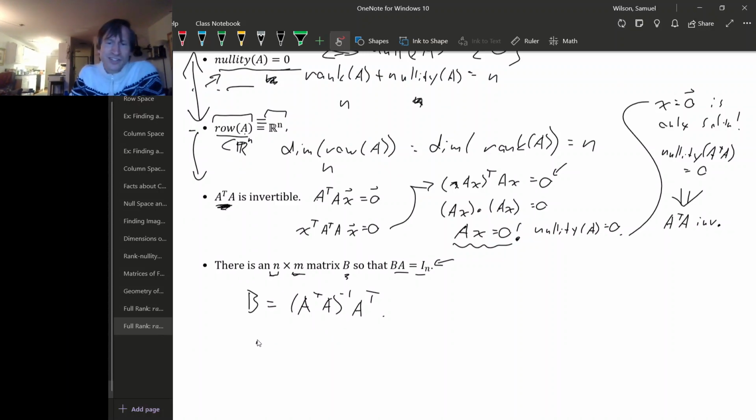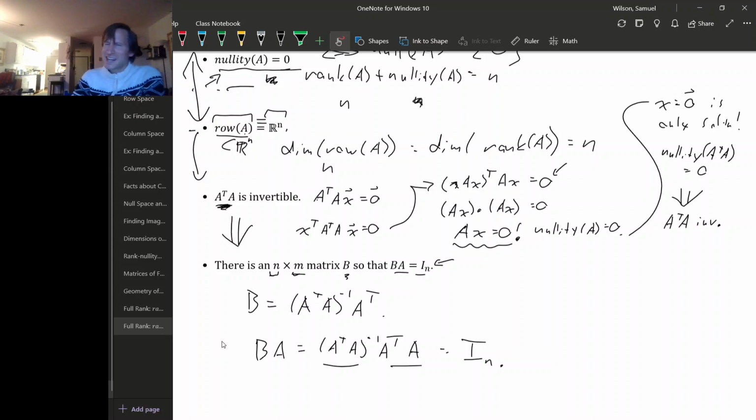So let's just check what is B times A. B times A is supposed to be the identity of size n, let's check that it is. So this is (A transpose A) inverse times A transpose. That all is B. Now times A. Well, here we have a matrix times its own inverse. That gives us the identity of the appropriate size. And if you check on the sizes, you'll see that this is size n. All right, so that gives us this implication.